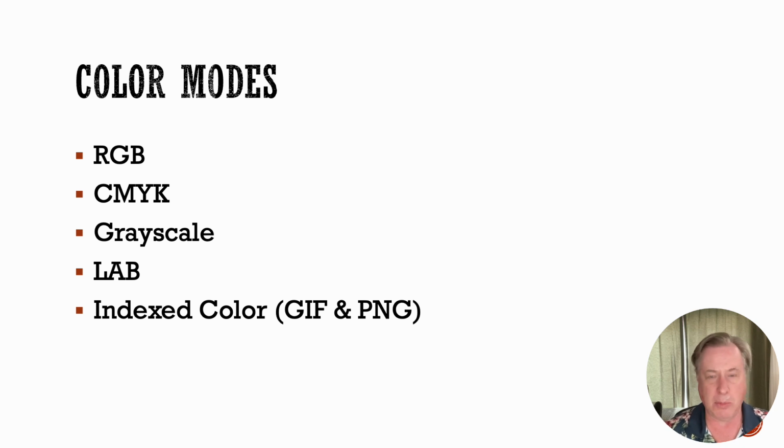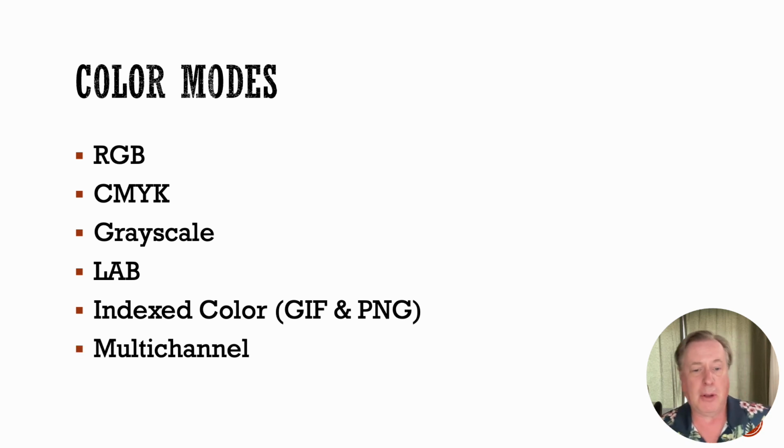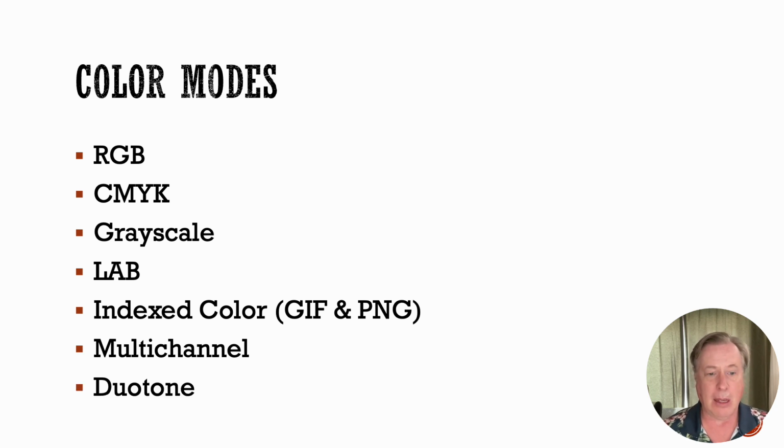PNG images can also be 24-bit, but there is a version of PNG that uses 8-bit, and that would be the indexed color version. There's also multi-channel, which is a production format. We're not going to really work with multi-channel because it doesn't offer layers, and so it's like when you're making a final product. You use multi-channel to get special effects. So just know that it's there, but we probably won't use it at all.